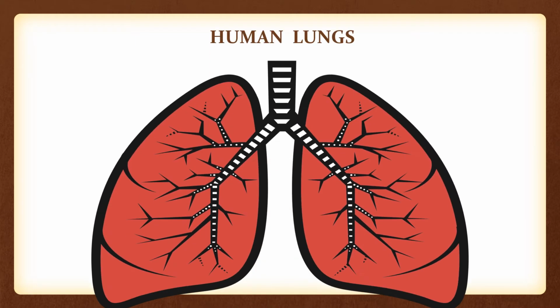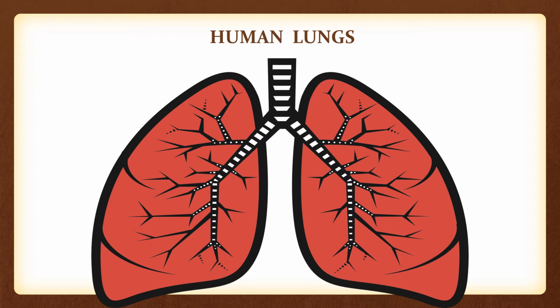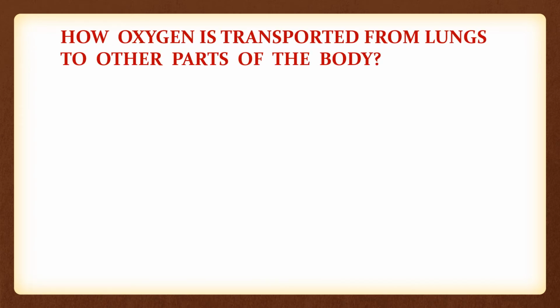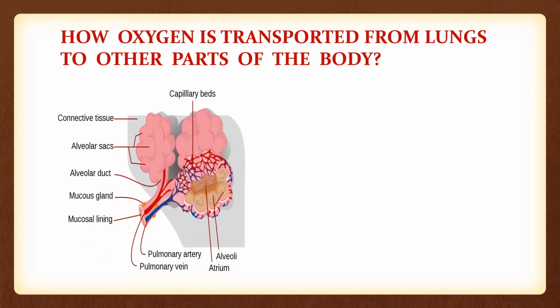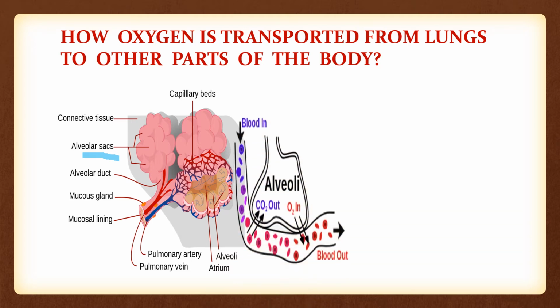Here you can see the structure of human lungs. The windpipe or the trachea, before entering into the lungs, divides into two branches, and each branch enters into a lung. Now you see how oxygen is transported from the lungs to other parts of the body. At the end of the many branches in the lungs, you can see the alveolar sacs. See their sac-like structure. So many sacs are there. These are called alveoli, the air sacs.